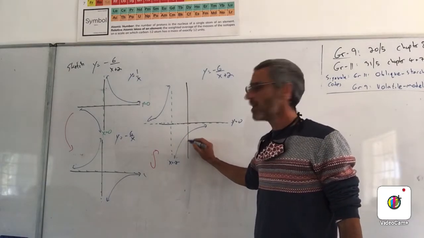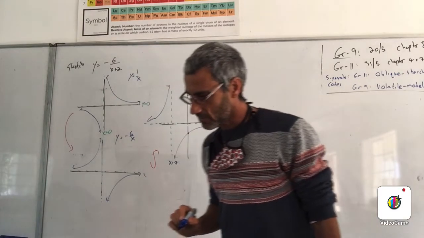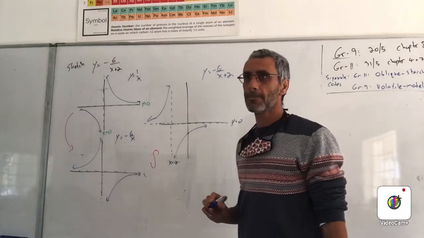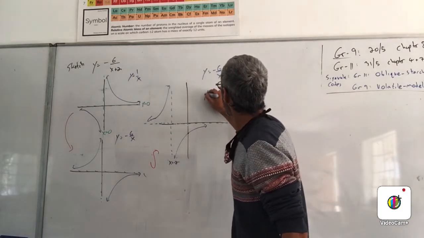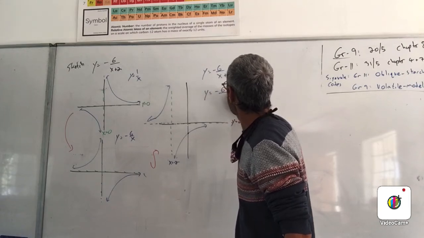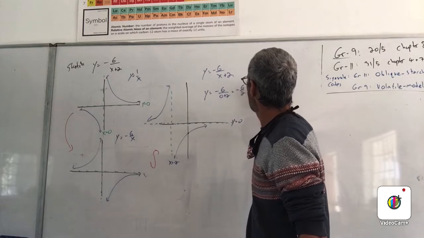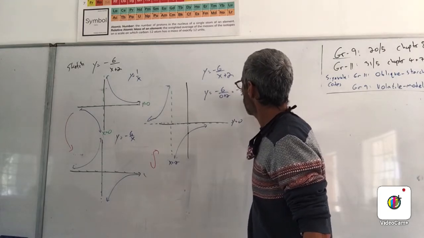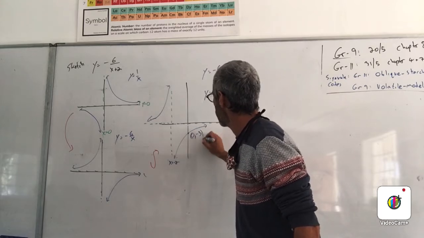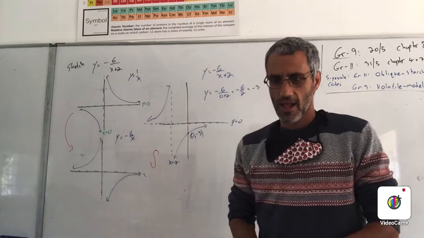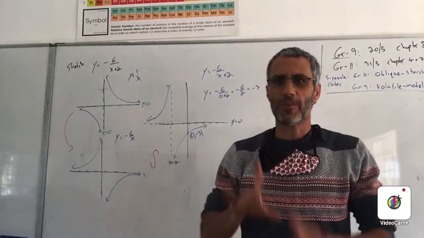y-intercept. Okay? How am I going to find the y-intercept? Substitute what? 0 instead of x. So I'm going to write y equals minus 6 over 0 plus 2, which is minus 6 over 2, which is negative 3. So this point, my friends, is (0, minus 3). And we are done. With this example, we've got other examples.